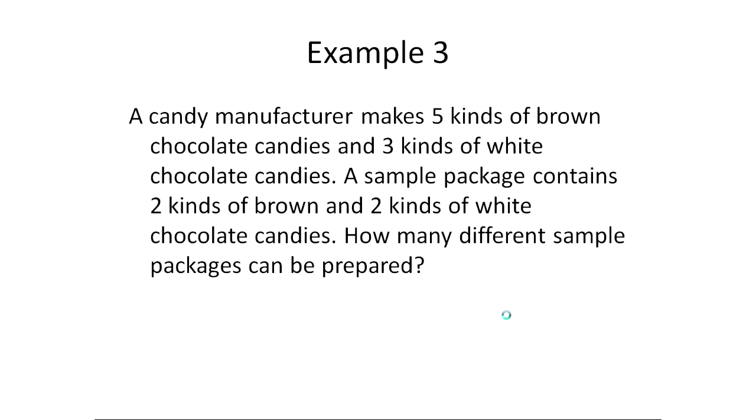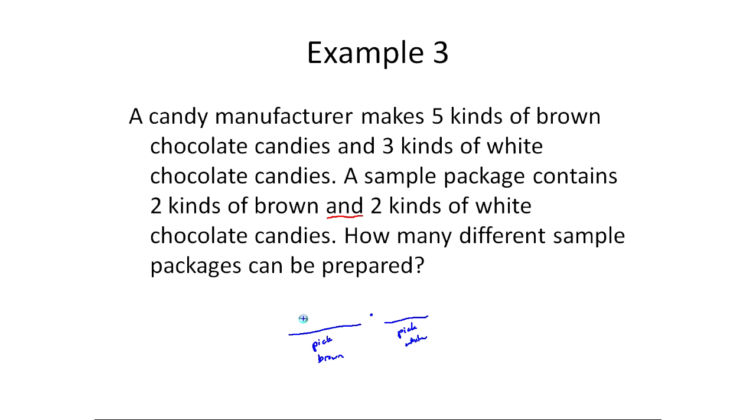I'm keying in on one word here, and that's the and. So it says a sample package contains 2 kinds of brown and 2 kinds of white, right? So what are my steps? I can pick the brown and then pick the white. So the question is, how many ways are there to do each step?